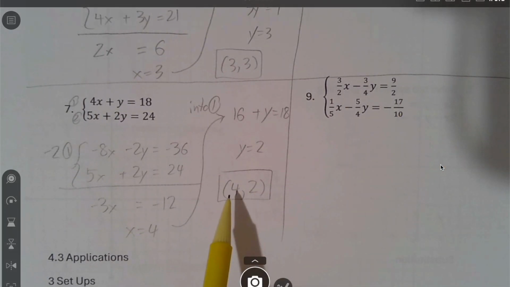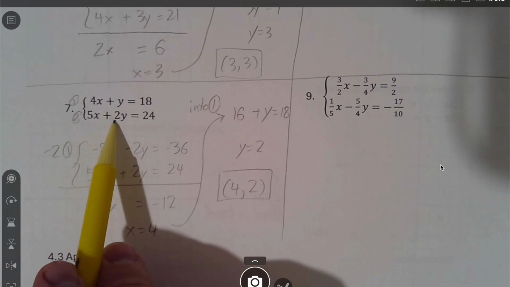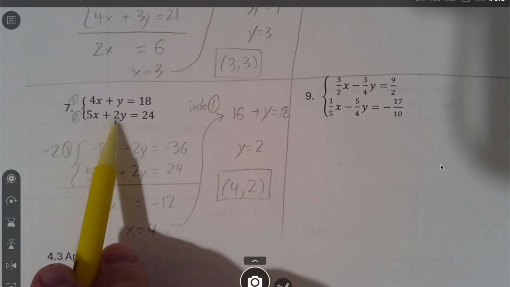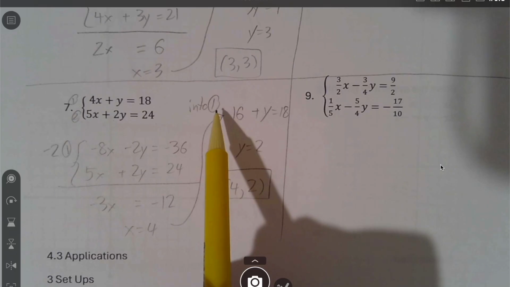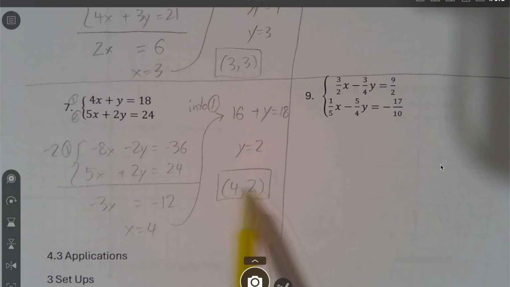Again, we should plug it into the other one just to be sure. So 4 times 5 is 20. 2 times 2 is 4. And guess what? 20 plus 4 is 24. So I'm pretty convinced I got the right answer since I found my other part by plugging into 1, and I verified my result by plugging it all back into 2.